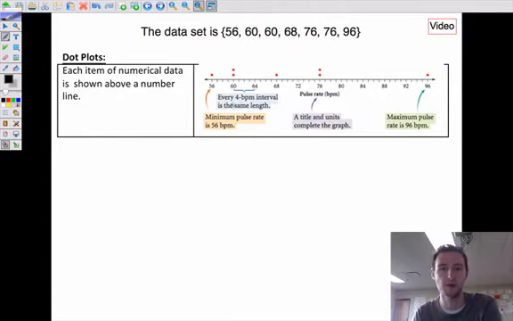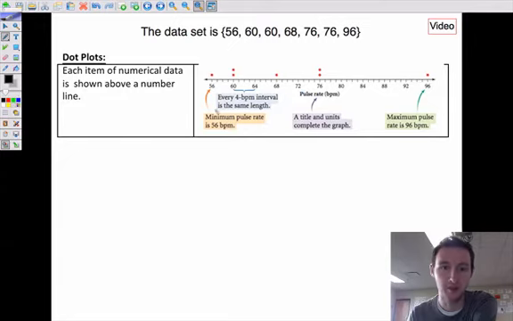Okay, so we've got one person with a BPM of 56. We've got two at 60. We've got one at 68. And then we've got two at 76 and one at 96. There are little notes in here that when you're creating this, and you guys know how to make a number line, but basically just make sure that everything is scaled the same.